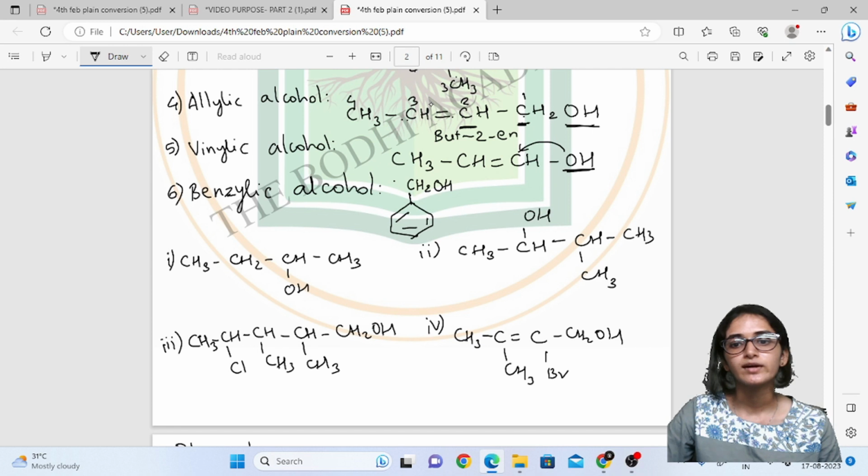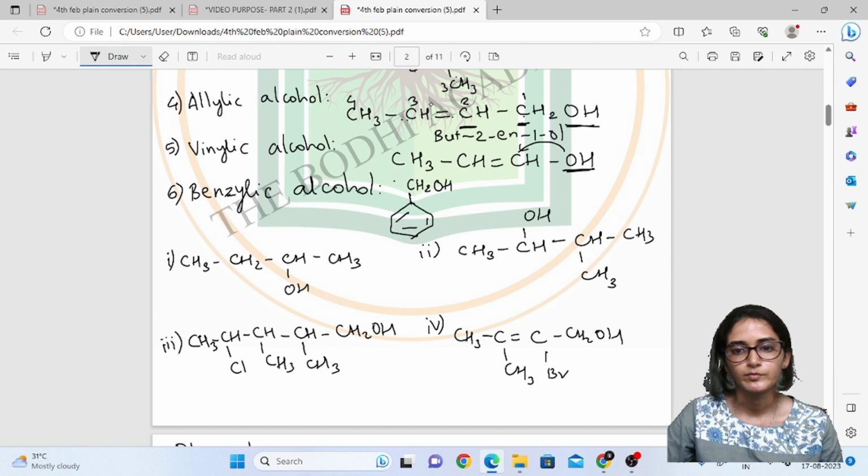Now why are we not writing the e here? Same reason, because of the vowels. So but-2-en, and the alcohol is attached to the first carbon. So but-2-en-1-ol, or you can write it directly as ol. So but-2-en-1-ol is the name of this compound. Next is vinylic alcohol. So here what will be the name?